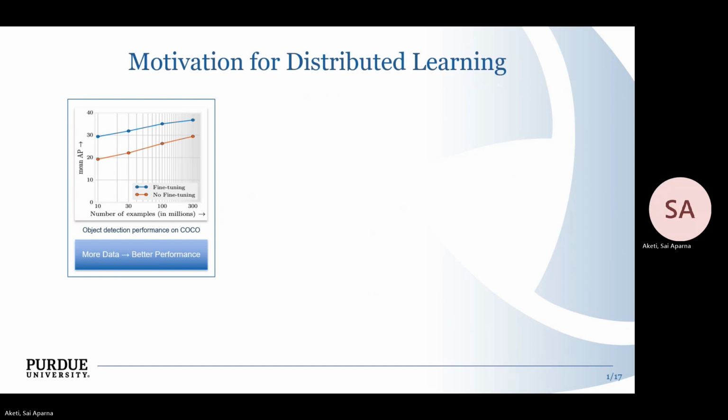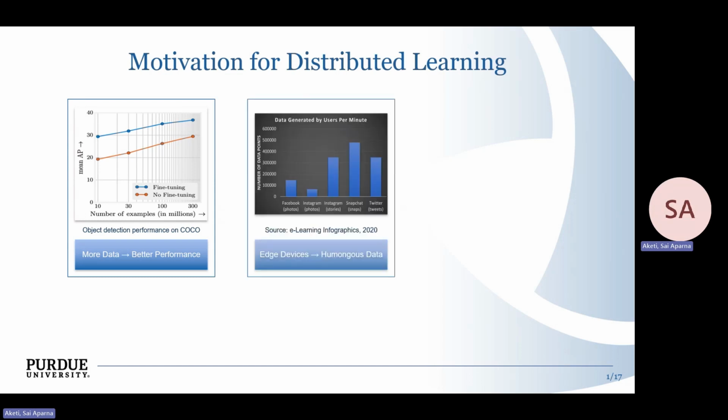heterogeneous data. As we all know, increasing the size of the training data set can improve the performance of machine learning models. These days, the training data set size is usually of the millions and billions of data points. On the other side, we have these edge devices that generate huge amount of data on daily basis. Being able to use this data to train our models can help us in improving their performance.